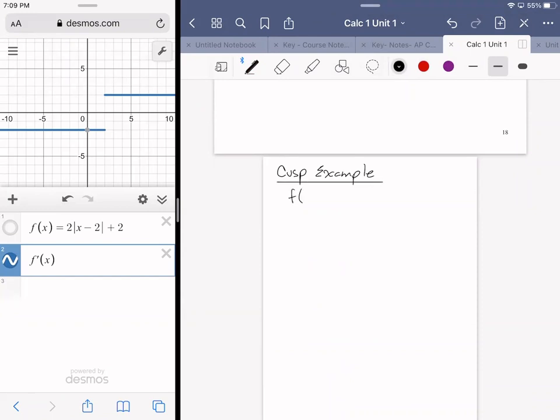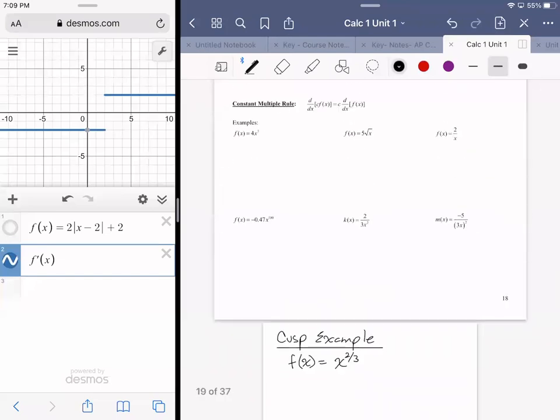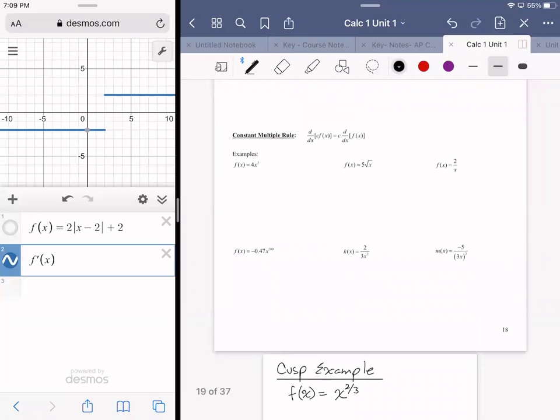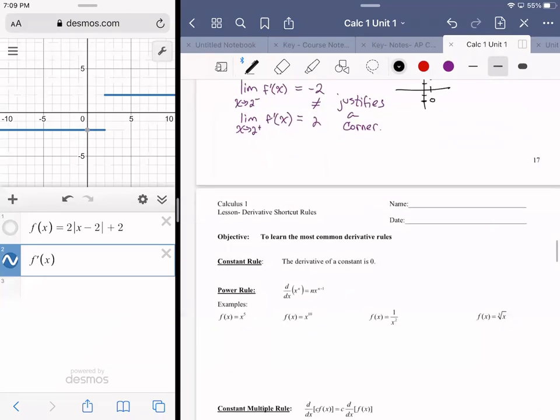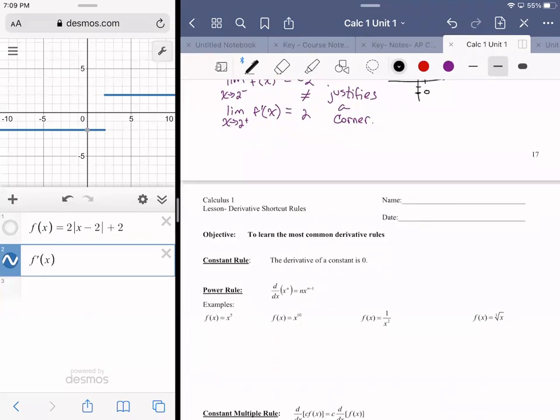And so it'd be f of x. The classic one is x to the 2/3. All right, but we'll come to that in a second. I just wanted to get into some shortcut rules because these make life a whole lot easier. All right, doesn't really get at the theory of why you're doing what you're doing.